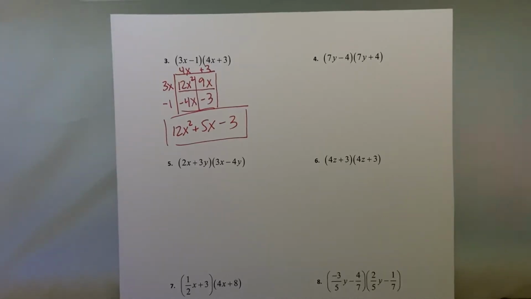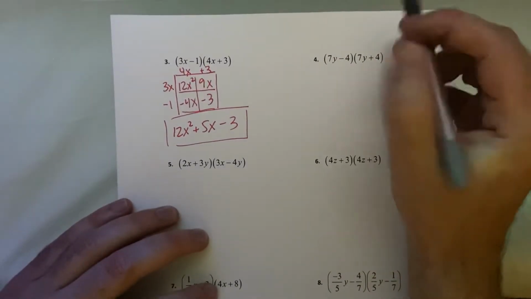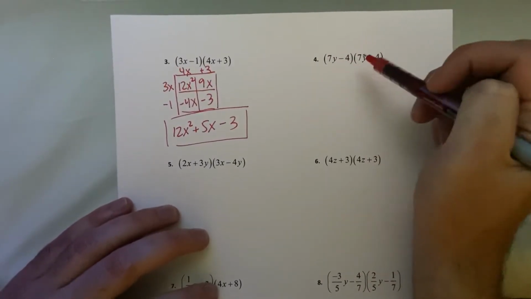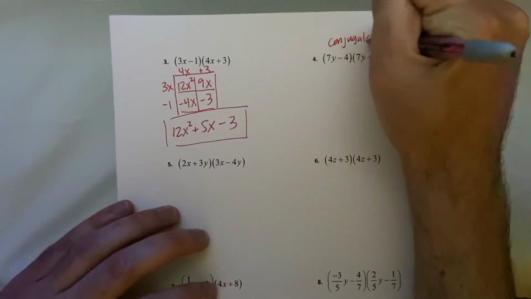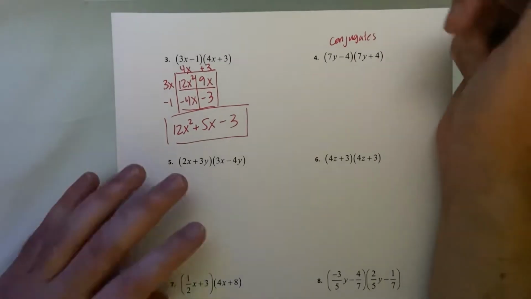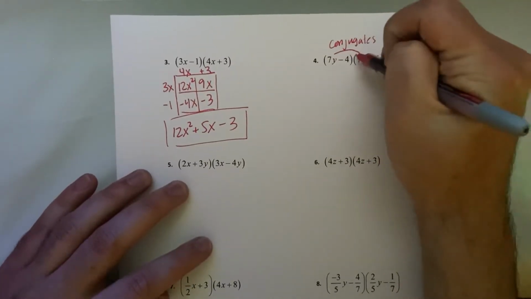Okay, intermediate algebra, let's get back to it and do number 4. 7y minus 4 times 7y plus 4. When you see the same thing like this, with opposite signs in the middle, these are called conjugates. And when you multiply them together, they have a special property. Let's see what that property is.